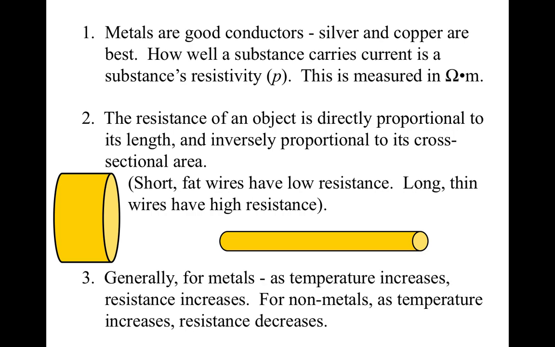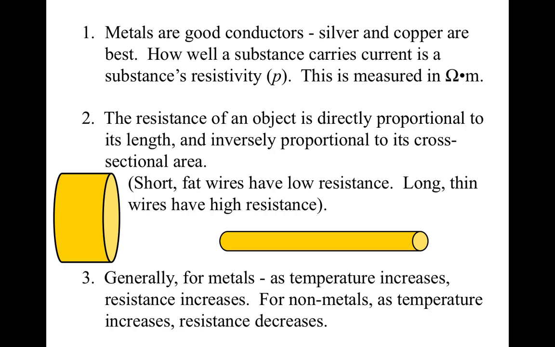The third thing is the temperature. This is something you just have to memorize. Generally for metals, as temperature increases, the resistance will also increase. So hot wires have a high resistance. It's harder for electrons to travel through something that's hot. For nonmetals, this is the opposite. As temperature increases, resistance decreases. Again, this is just something you're going to have to memorize.